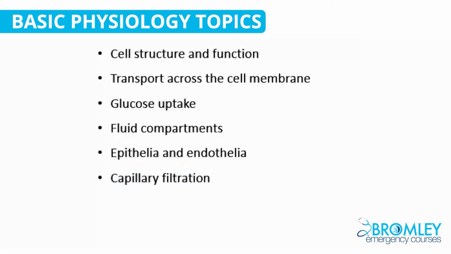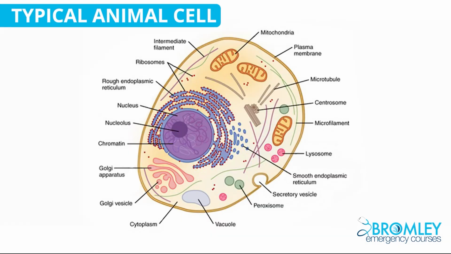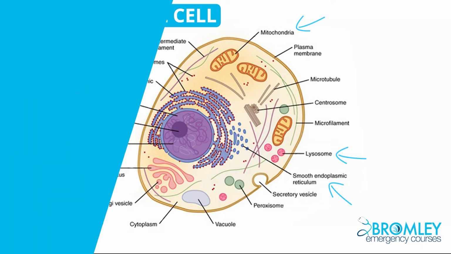So let's start our tour through basic physiology by talking about cell structure. So here is a typical animal cell, a typical eukaryotic cell. We have a cell membrane containing a cytoplasm in which are a number of organelles. And the important ones we need to know something about, I think, are the ribosomes, the mitochondria, the lysosome, smooth and rough endoplasmic reticulum, and the Golgi body, as well as, of course, the nucleus.